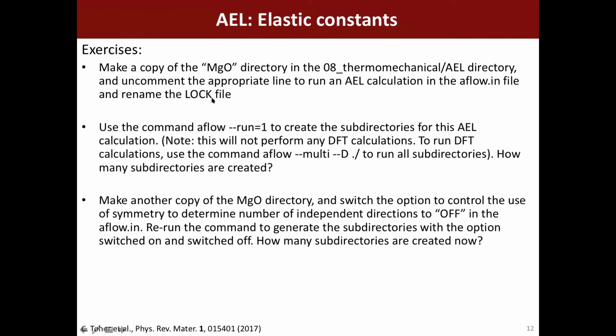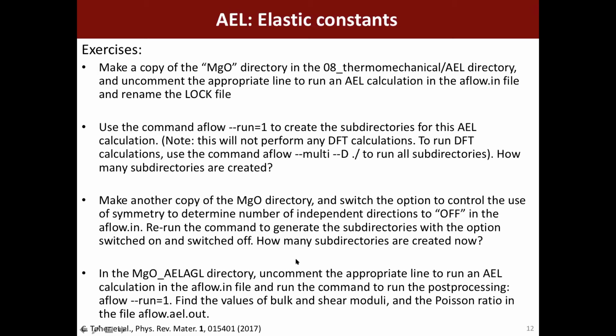Then you make another copy of this directory. Again, you should rename the lock file and uncomment the AEL line, the line to run an AEL calculation. And then you change the command to generate, and set the option to use symmetry to determine the number of independent calculations to off, and then check how many subdirectories are created.